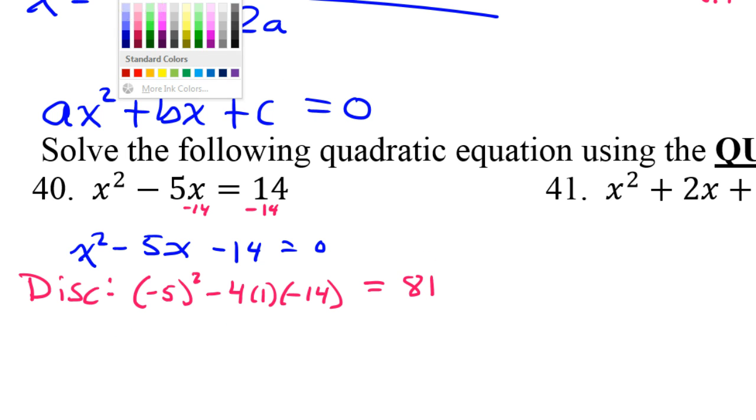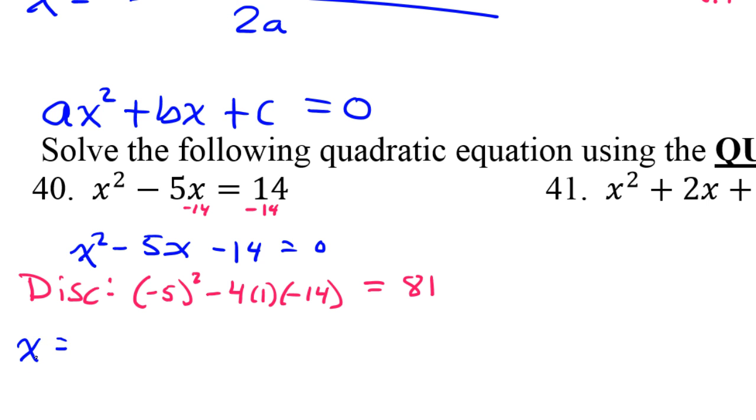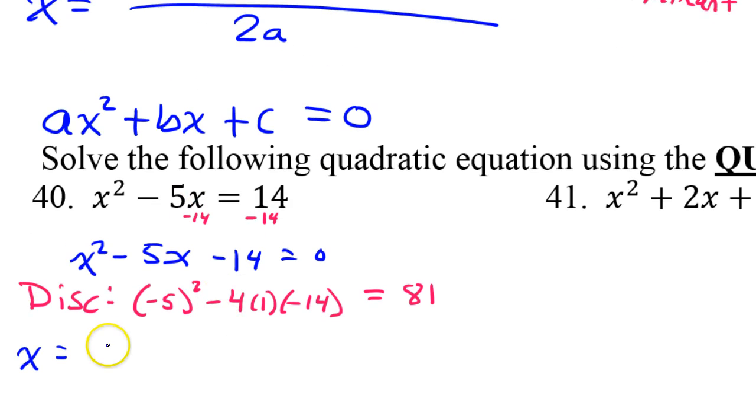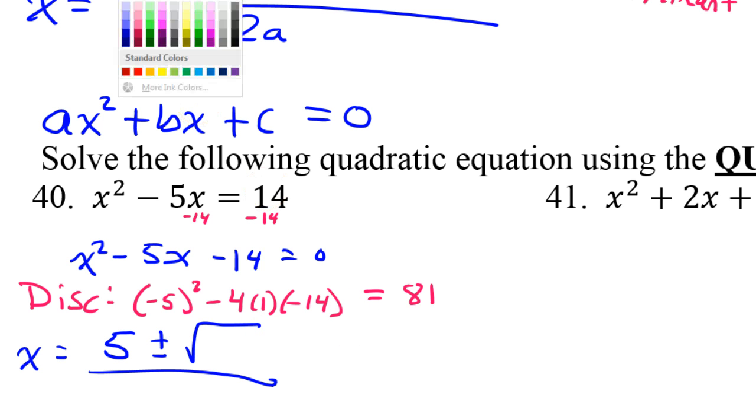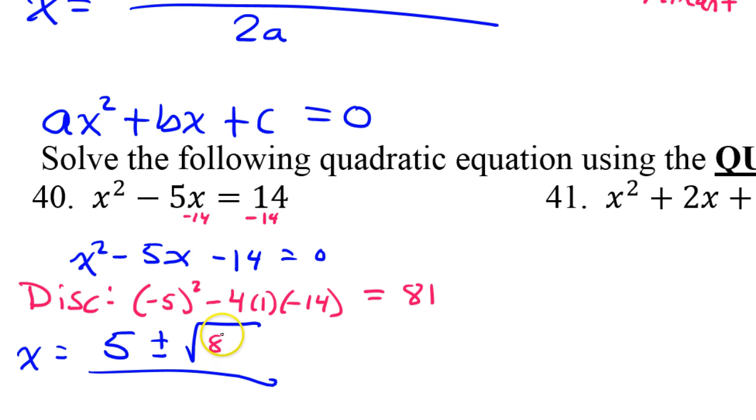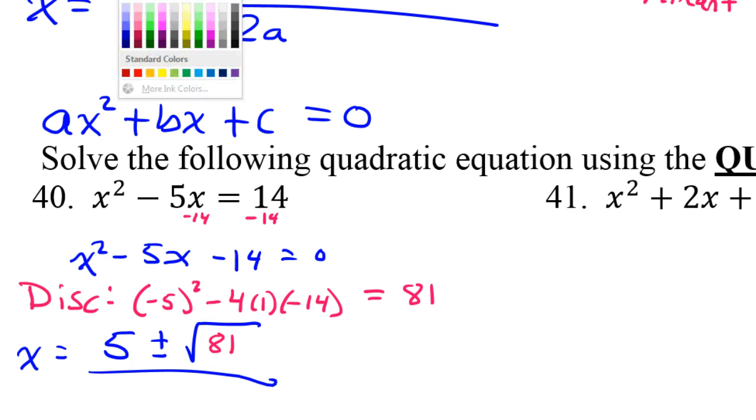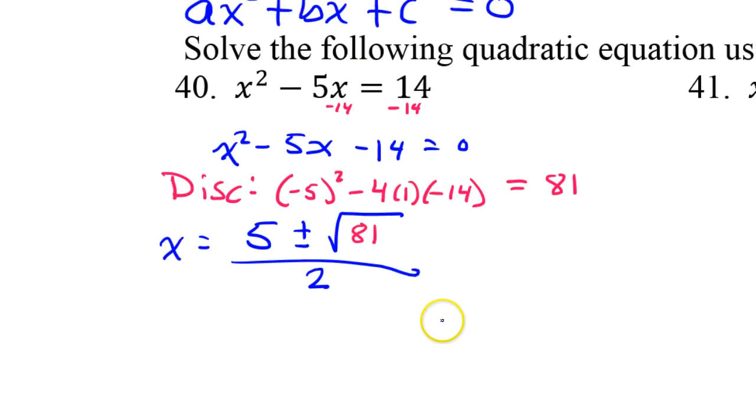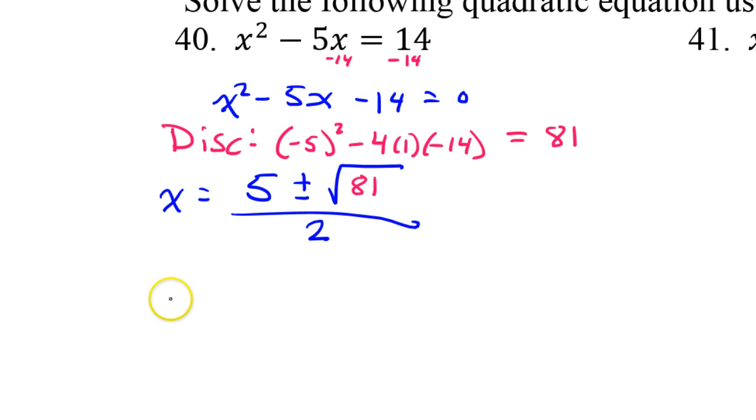So now I will go ahead and do the rest of the quadratic formula. x is equal to the opposite of b. If b is negative 5, then that's going to be positive 5 plus or minus the square root, and now the 81 goes right here, that's our discriminant, all over 2a. Well, a is 1, so 2a is just 2. Now 81 is, of course, a perfect square, so that makes this 5 plus or minus 9 over 2.